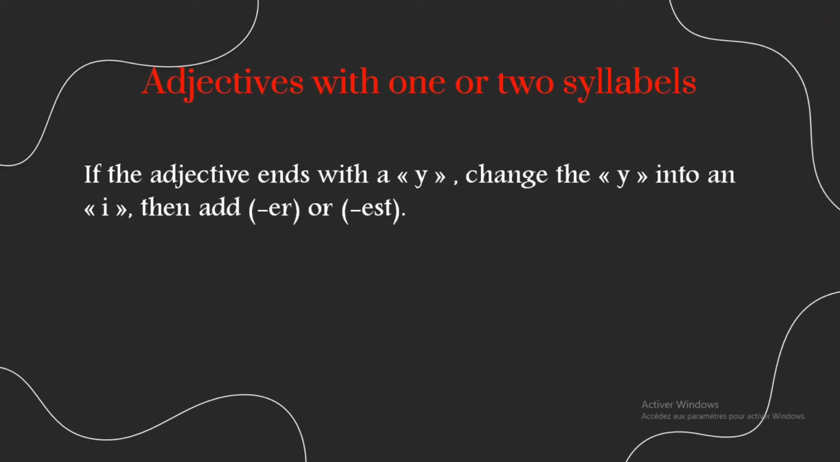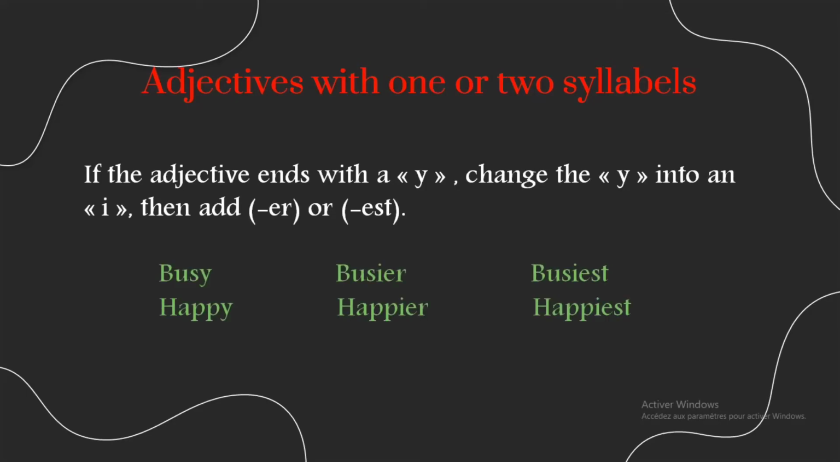So now, let's look at one other spelling rule. If an adjective ends in Y, so we have heavy, happy, busy, etc. When we add er to the end of the adjective, we need to change the Y into an I. So we have, for example, happy, the Y becomes an I and we add er. Happy, in the comparative becomes happier, in the superlative becomes happiest.